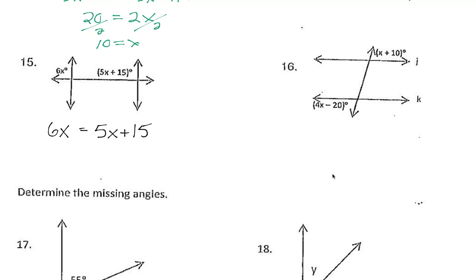Number 16, these are alternate exterior angles. So they should equal each other. Notice 3 out of 4 times here, they equaled each other. Again, we want to get the x's on the same side first, get the constant terms on the same side. So we can't just start combining like terms quite yet.